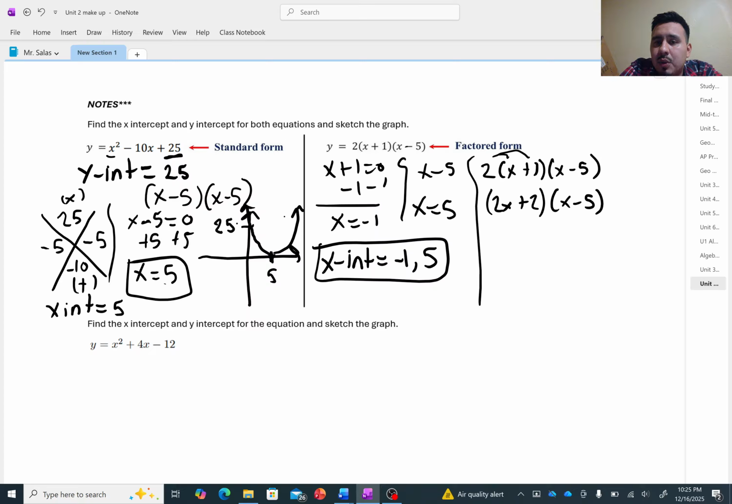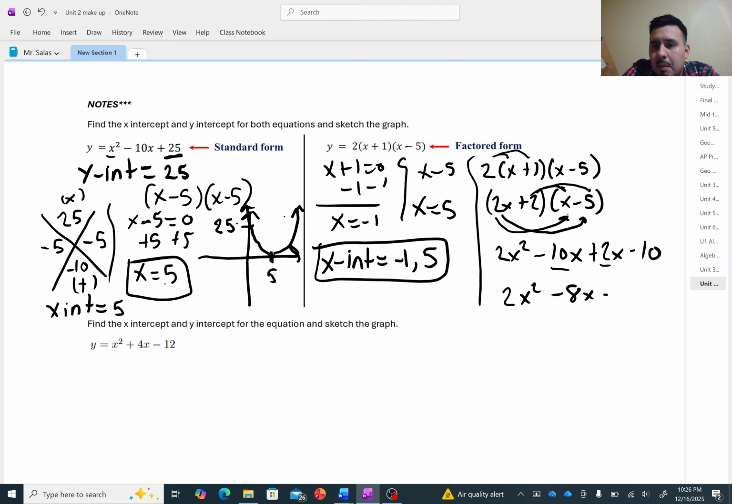Now I'm going to distribute the 2x to the x, and I'm going to distribute it to the 5, and then I'm going to distribute the 2 to the x, and then the 2 to the 5. So 2x times x, 2x squared. 2x times negative 5, that gives me negative 10x. 2 times x, that gives me positive 2x, so plus 2x. And then 2 times negative 5, that gives me negative 10. Okay, I can combine these two like terms. I get 2x squared minus 8x minus 10.